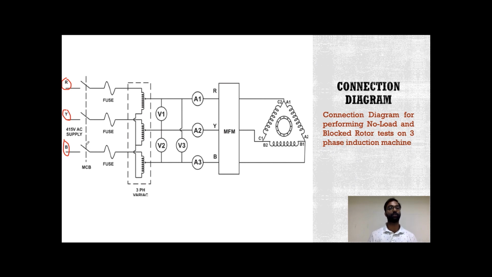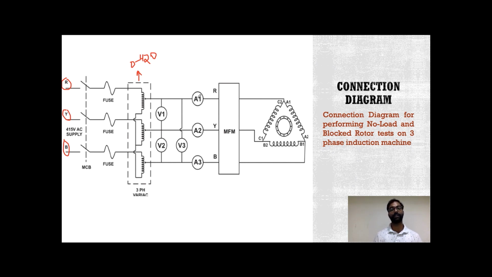We have mounted an MCB, and we have also taken a fuse in the picture. Then we have taken the three-phase variac, or we can say the three-phase autotransformer. With the help of the autotransformer, we can vary the voltage from 0 to 420 volts. The rated voltage of the machine on which we are going to perform this experiment is nearly 414 volts, 415 volts at the three-phase condition.